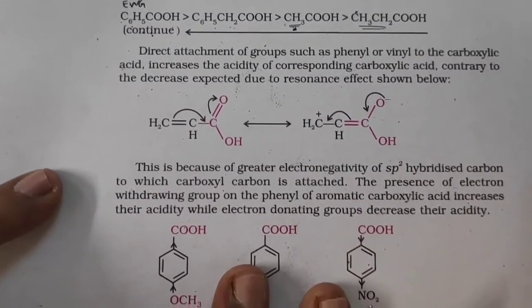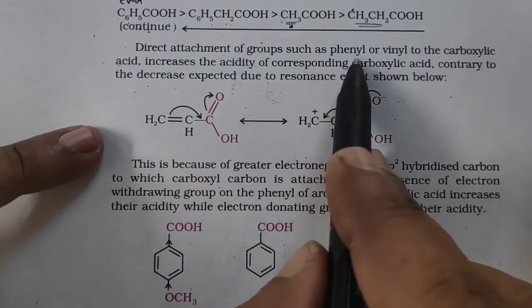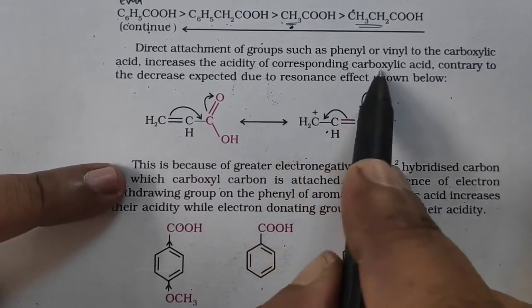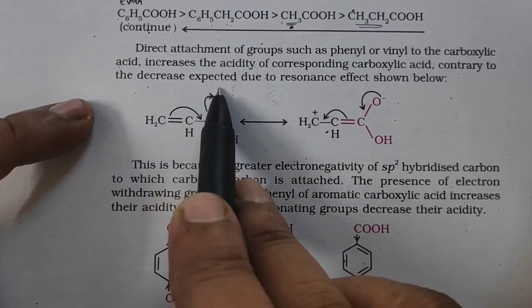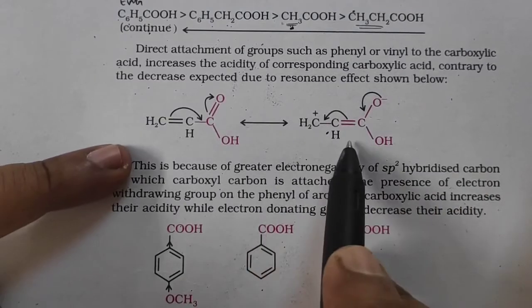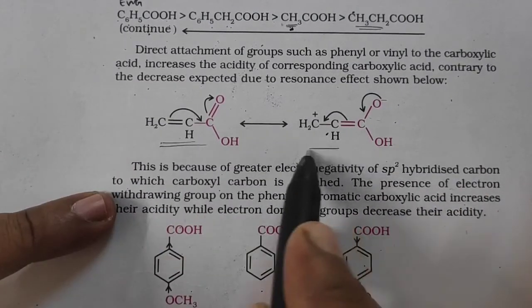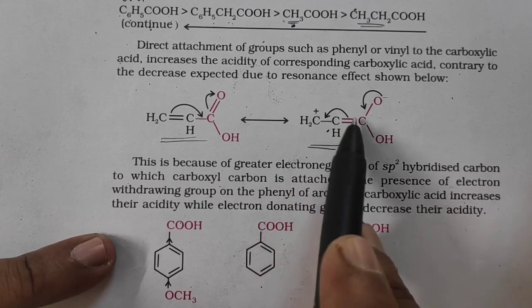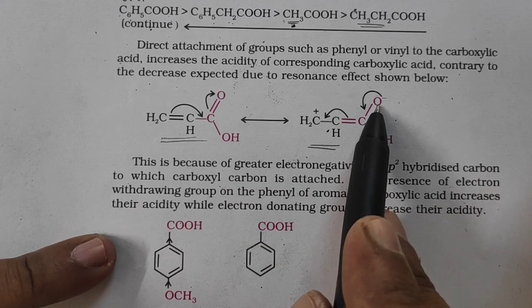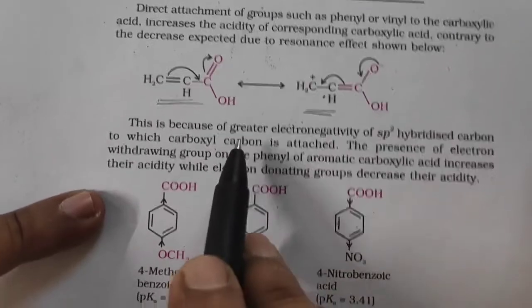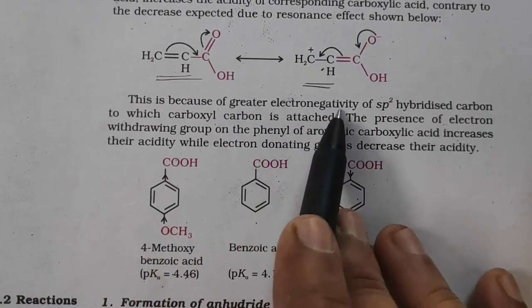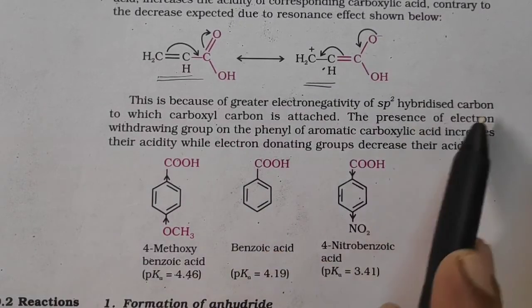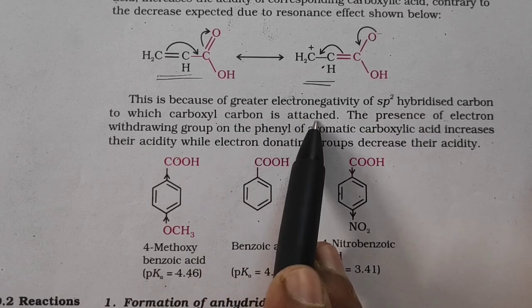Now same thing is explained here also. You can see direct attachment of groups such as phenyl or vinyl to the carboxylic acid increases the acidity of the corresponding carboxylic acid, contrary to the decrease expected due to resonance effect shown below here. Right? In this case the vinyl group is attached directly to the carboxylate ion also, because you can see here the minus charge is on the oxygen atom, right? This is because of the greater electronegativity of sp2 hybridized carbon, to which the carboxylic carbon is attached, right?